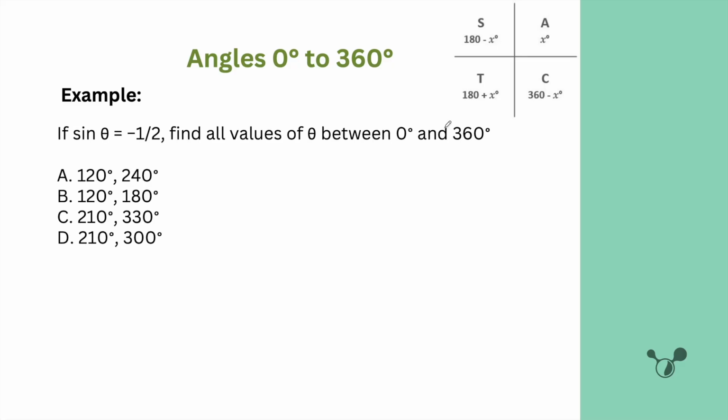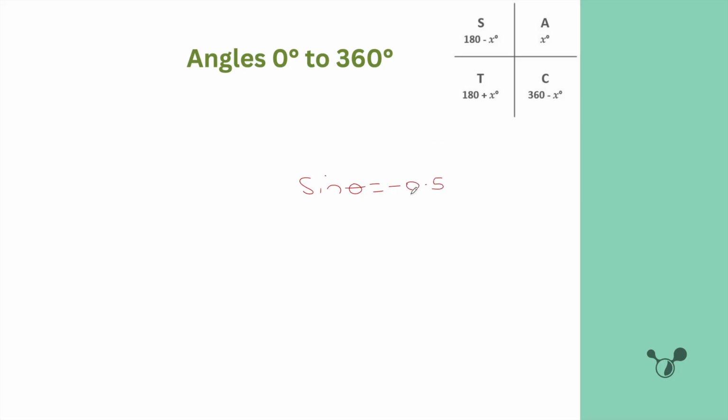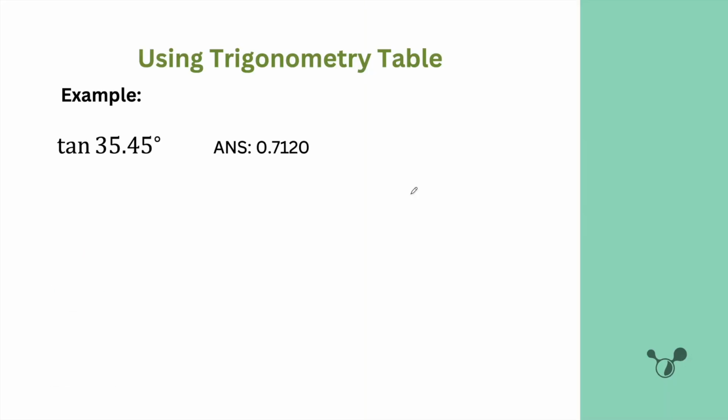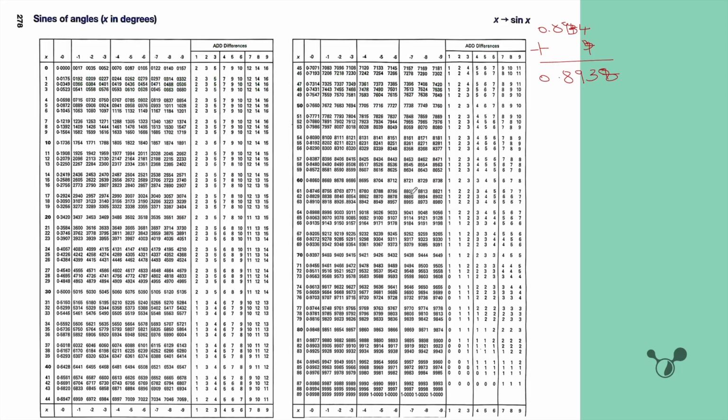So we're told that if sine theta is equal to minus 1 over 2, find all the values of theta between 0 degrees and 360 degrees. So for this, I'm not going to assume that we know any other thing. So minus 1 over 2 is minus 0.5, right? So we have our sine theta to be minus 0.5. So let me just scroll back a bit to where we had our sine. So when we look at the sine, we had 0.5.